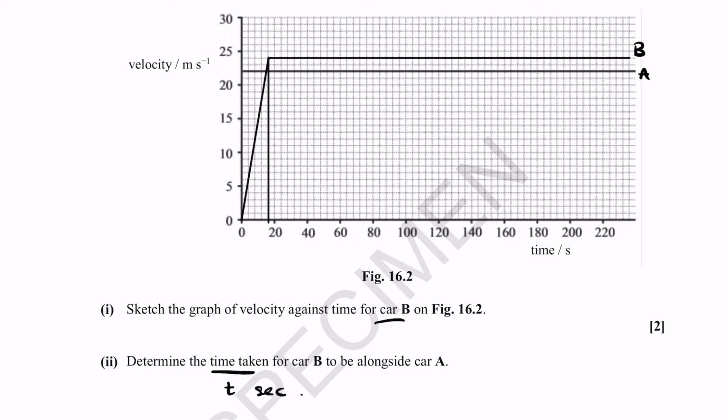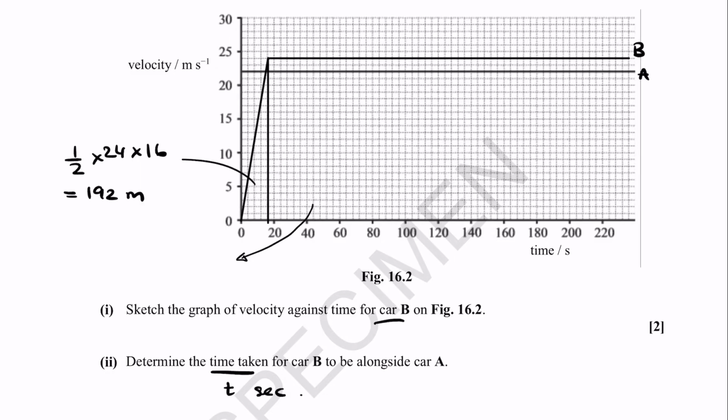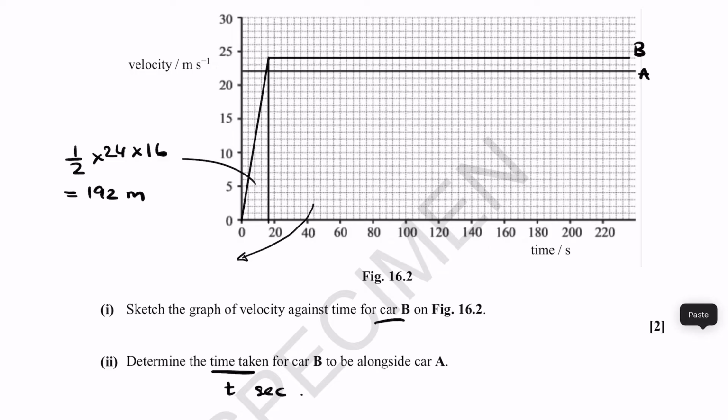So basically what I have is the area of this triangle, which is half times 24 times 16, which gives me 192 meters. And then I would have this rectangular area as well, for which I don't really know how far to go. So I'm just going to say it's the area of this rectangular section for time t seconds. The difference on the x-axis is going to be t minus 16. So it'll be the height, which is 24 meters per second, times t minus 16.